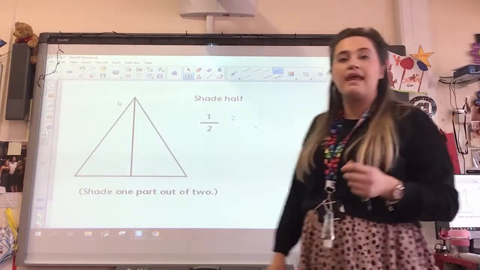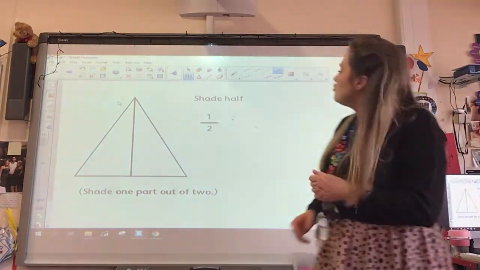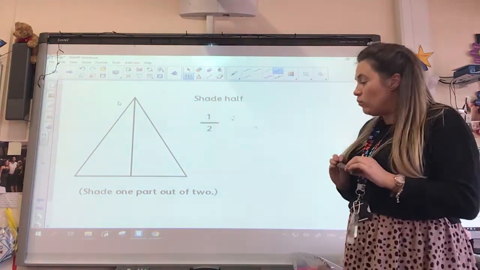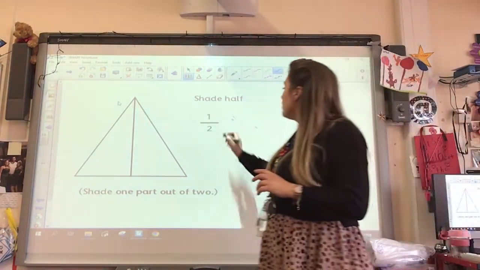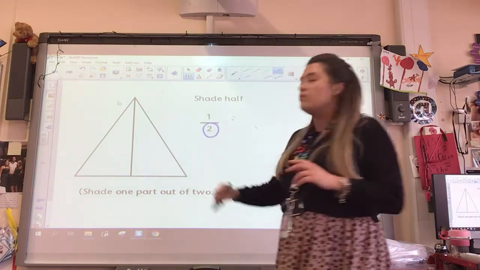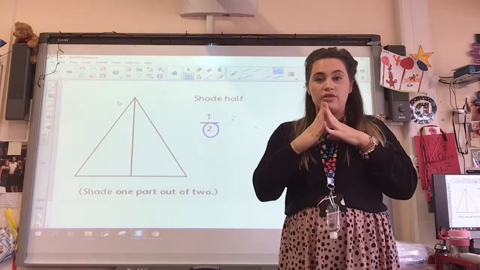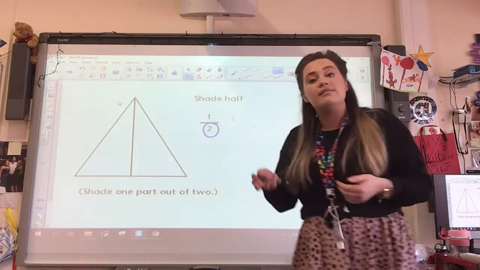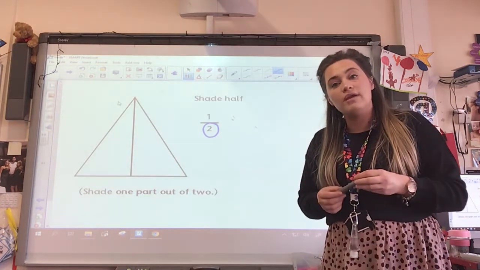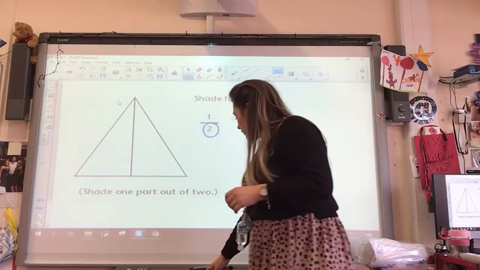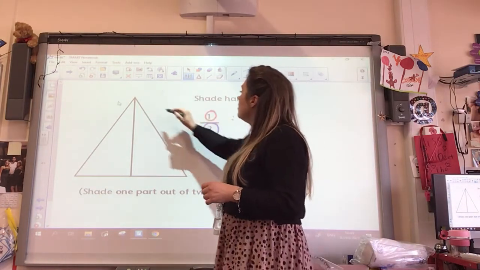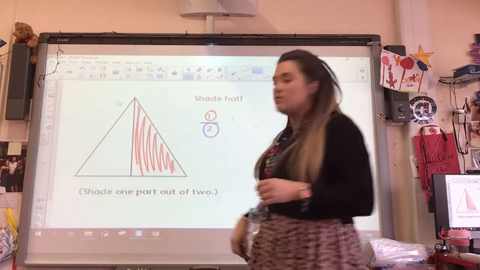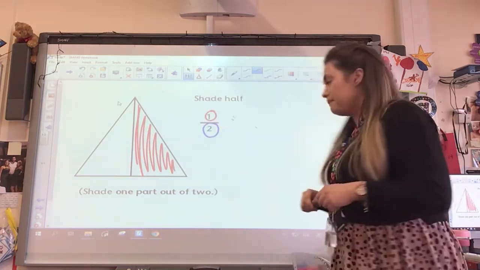Again, here's a triangle, and it says shade half. In brackets underneath, I've said shade one part out of 2, because my denominator is 2. That tells me how many equal parts there are in that triangle. There are 2 equal parts. My numerator tells me how many of those equal parts to colour in, which is 1. That's my number on top. So I'm going to colour in 1 of those equal parts.